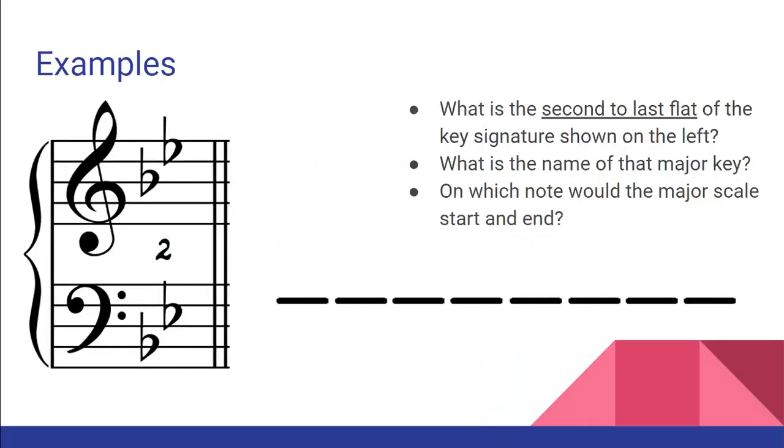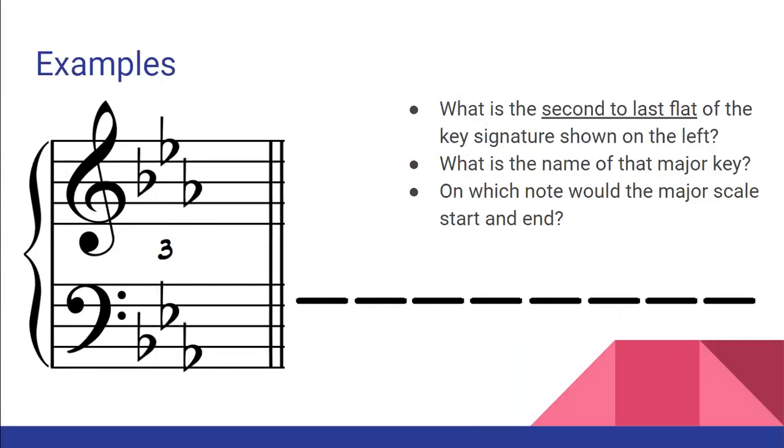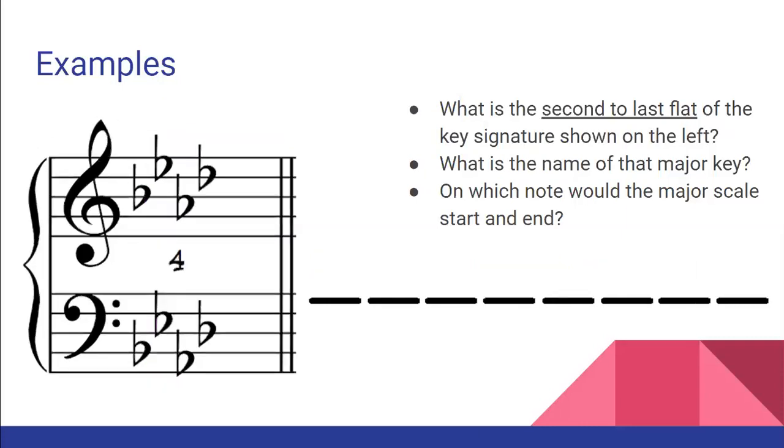If there are two flats, it's easy. We just take the second to last flat. We'll start on that note, which is B flat, and go right through our alphabet. Three flats, same procedure. It'll start and end on the second to last flat, which is E flat. When there are four flats, we'll start and end on A flat.